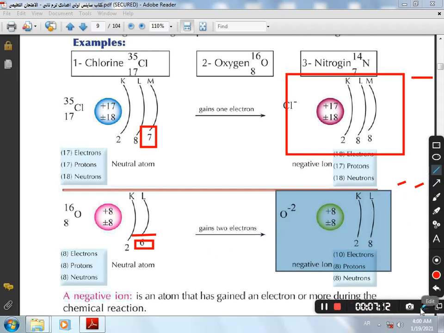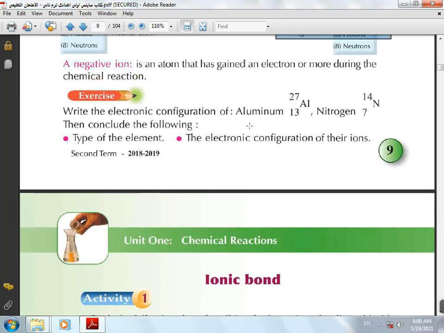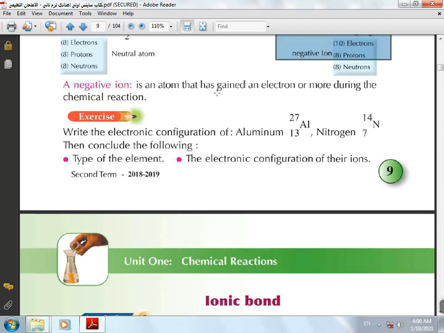We can now state the definition of negative ion. It is an atom that has gained an electron or more during the chemical reaction.